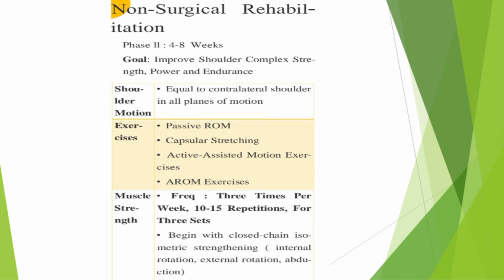Next, 0 to 4 weeks, and next we have phase 2, that is 4 to 8 weeks. In the 4 to 8 weeks, the goal is to improve shoulder complex strength, power and endurance. We go to improve the patient's strength, power and endurance of the shoulder joint. Shoulder movements equal to the contralateral shoulder. On the affected shoulder, we also use movements in all planes of motion. We use all shoulder motions.